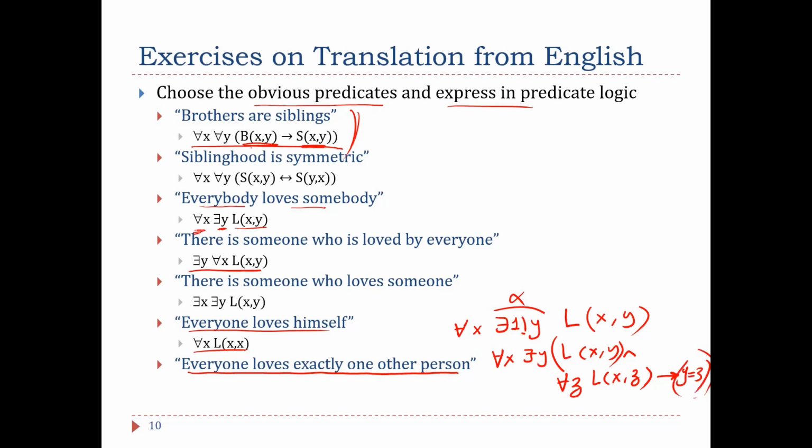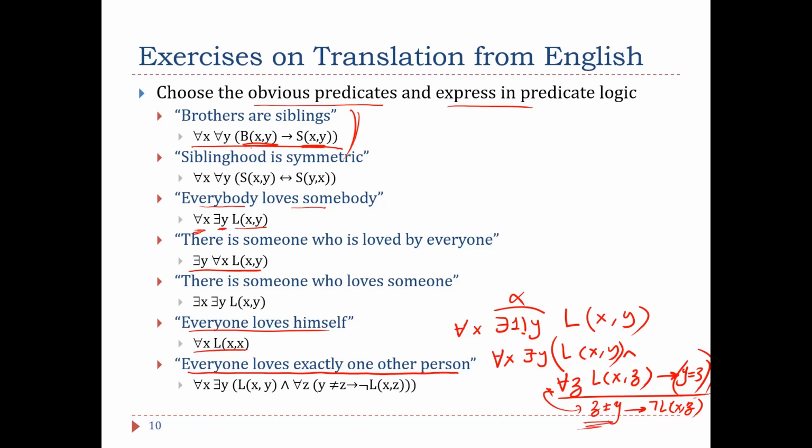Or you can dually see it as: for every z, if z is different than y, then necessarily not love of x and z. It cannot be the case that x loves z. Well, this is the contrapositive of this one, and they have the same meaning actually. So you can write it as follows. They are using the second format here.